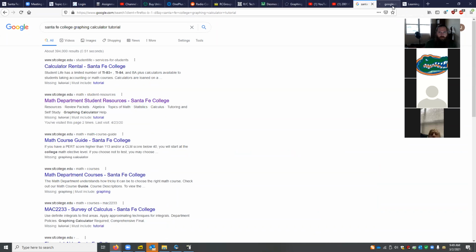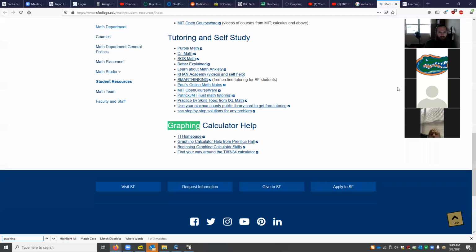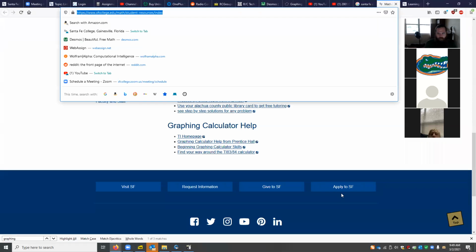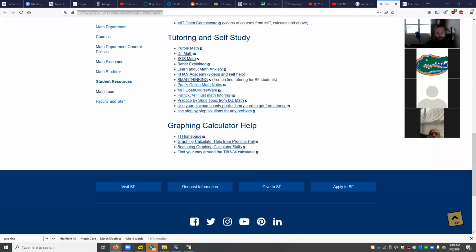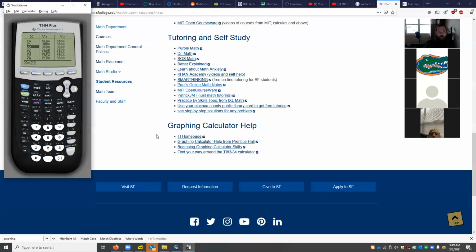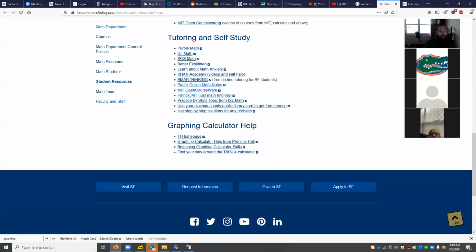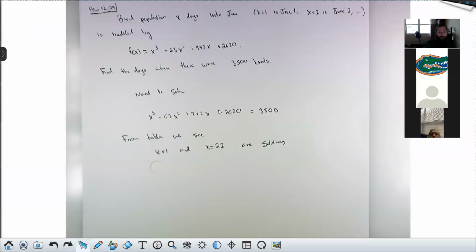Here we go, graphing calculator help. These are the things we have. Scroll down to the bottom of this. It is a powerful tool, and you want to learn how to use it if you're not super comfy with it. If there's anything in particular that you want to see, I'd be happy to show you. But that is how we handle this.